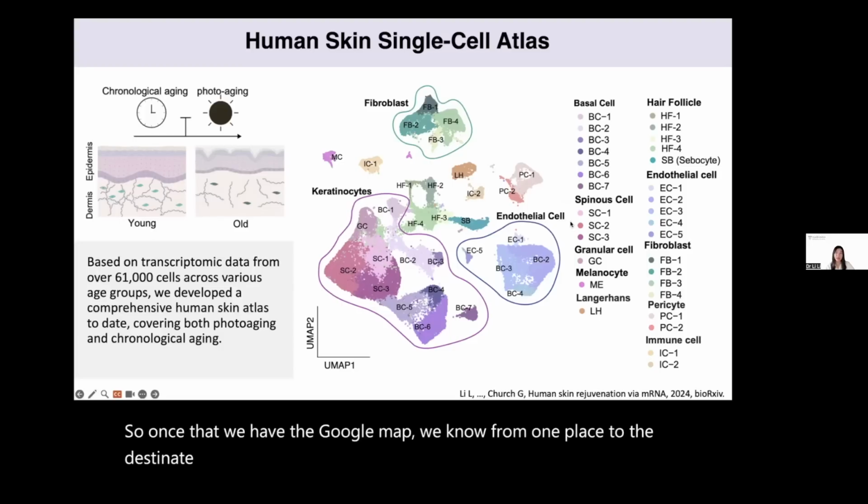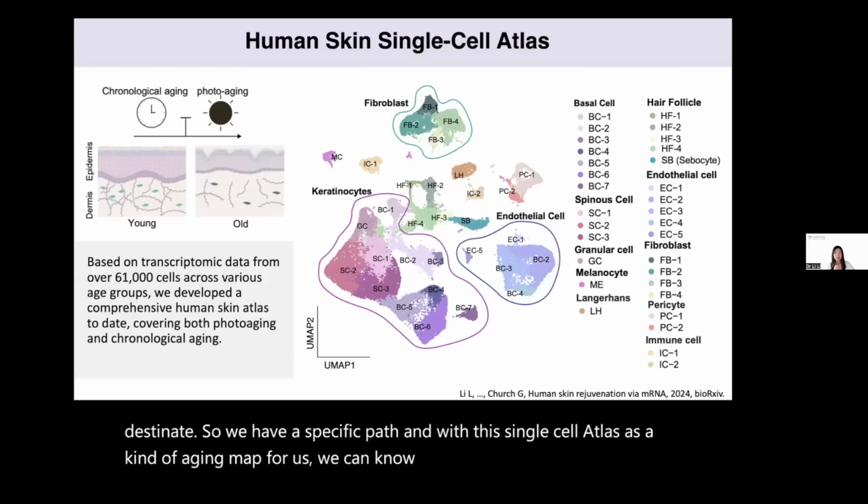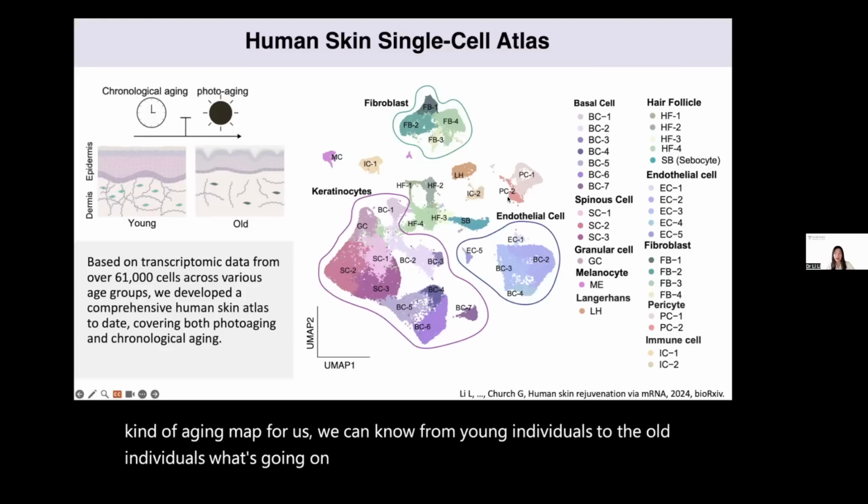So we have a specific path. And with this single cell atlas as a kind of aging map for us, we can know from young individuals to the old individuals what's going on. And we can also know specifically what roles the cells play inside.